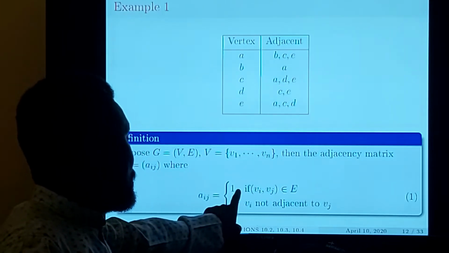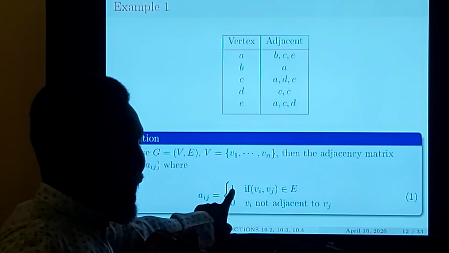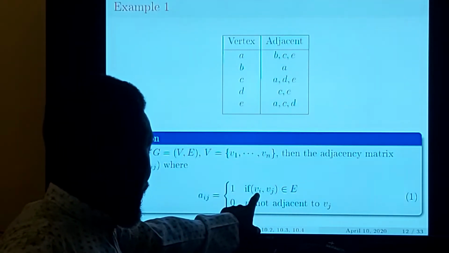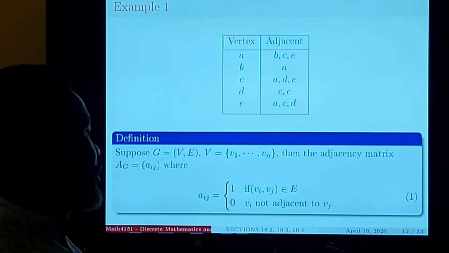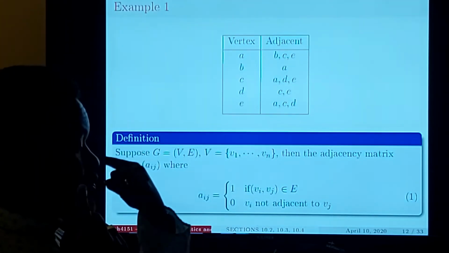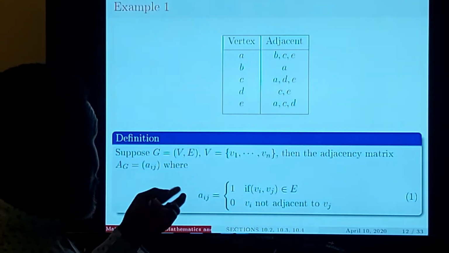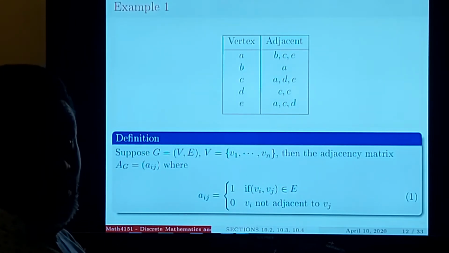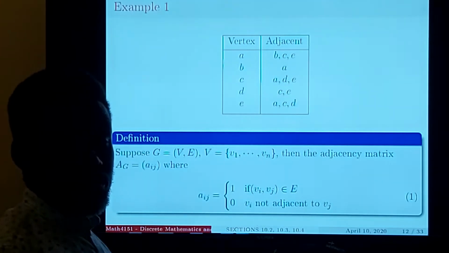So this entry will be 1 if (Vi, Vj) is in E. Basically, there's an edge connecting vertex i to vertex j. In that case, it's an edge. Remember, this is our graph here. We're talking about simple graphs, not directed graphs. And then if there's no edge between the two, then it is 0.